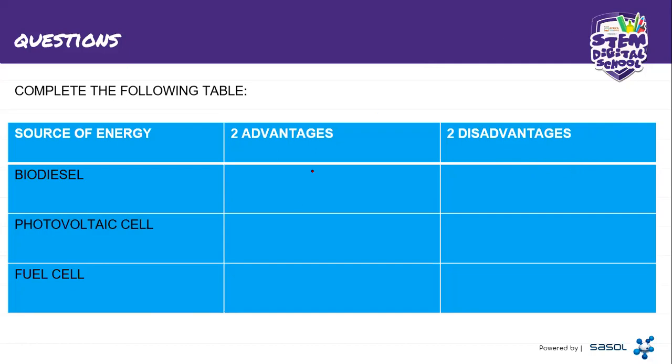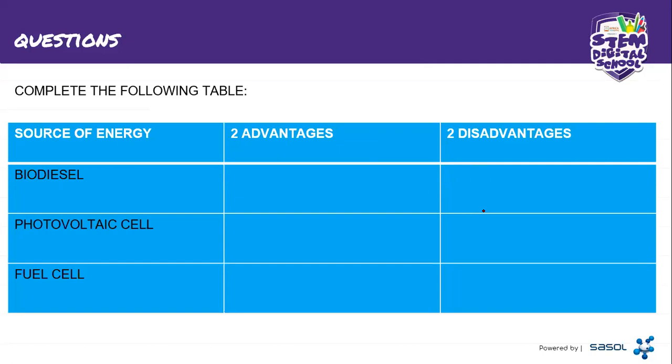Again, biodiesel, we said it is made up of plant oils. And therefore, for you to produce enough biodiesel, you must have a good harvest of plants. So the fact that it relies on a good harvest is a bit of a disadvantage, because if you don't have a good harvest, then you don't get sufficient biodiesel altogether.